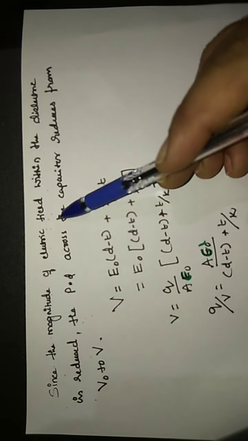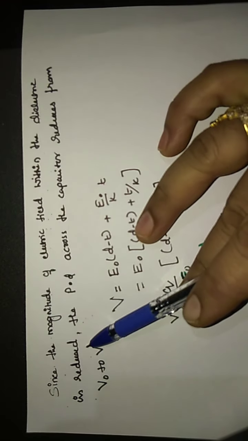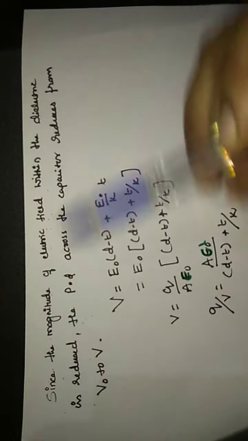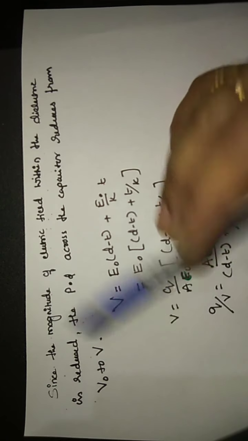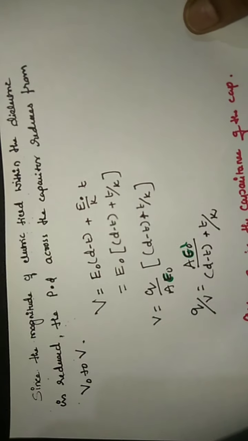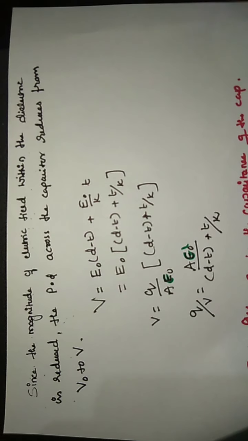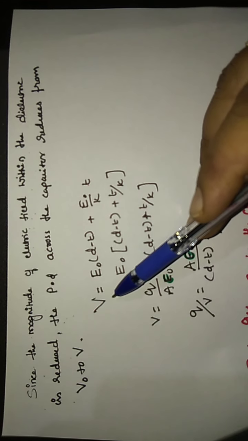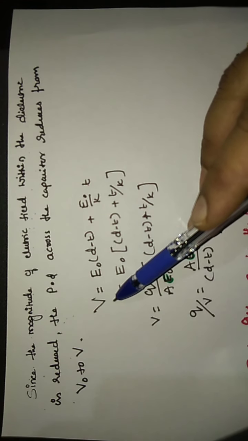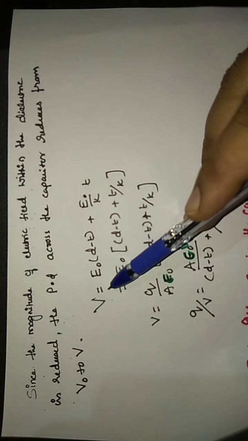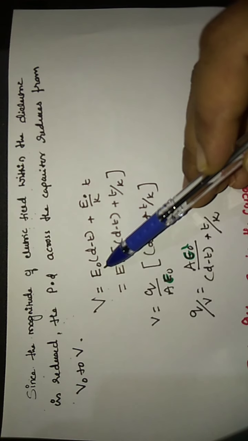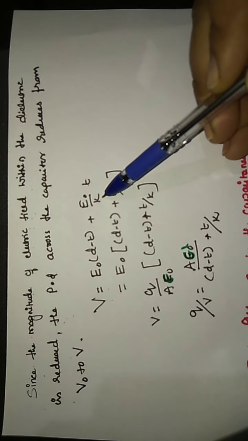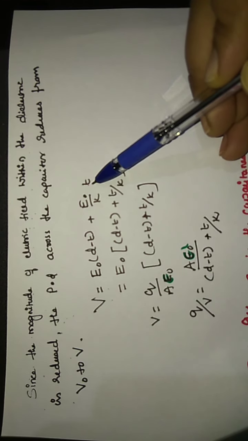Since the magnitude of the electric field within the dielectric is reduced, the potential difference across the capacitor reduces from V0 to V. As I have told earlier, the potential difference will get reduced because of inserting the dielectric material between the two plates, and that reduced potential is given by V is equal to E0 into (D minus T) plus E0 by K into T.